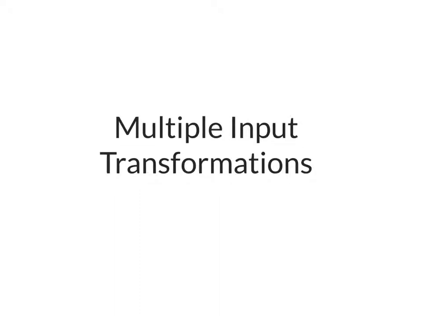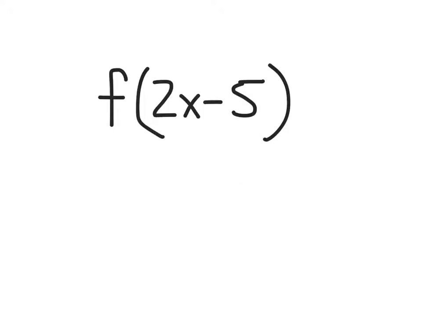Hi everyone. We're going to look at the most difficult part of transformations, and that happens when we have multiple transformations on the input. So let's say we want to take a function and transform it so that the function is now f of 2x minus 5.